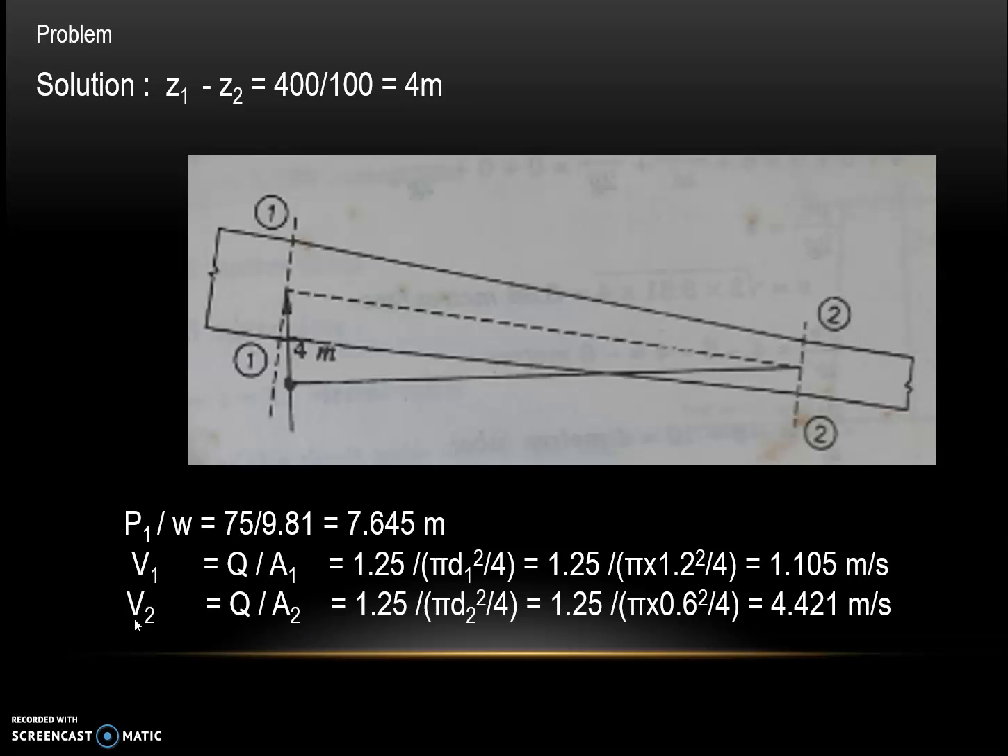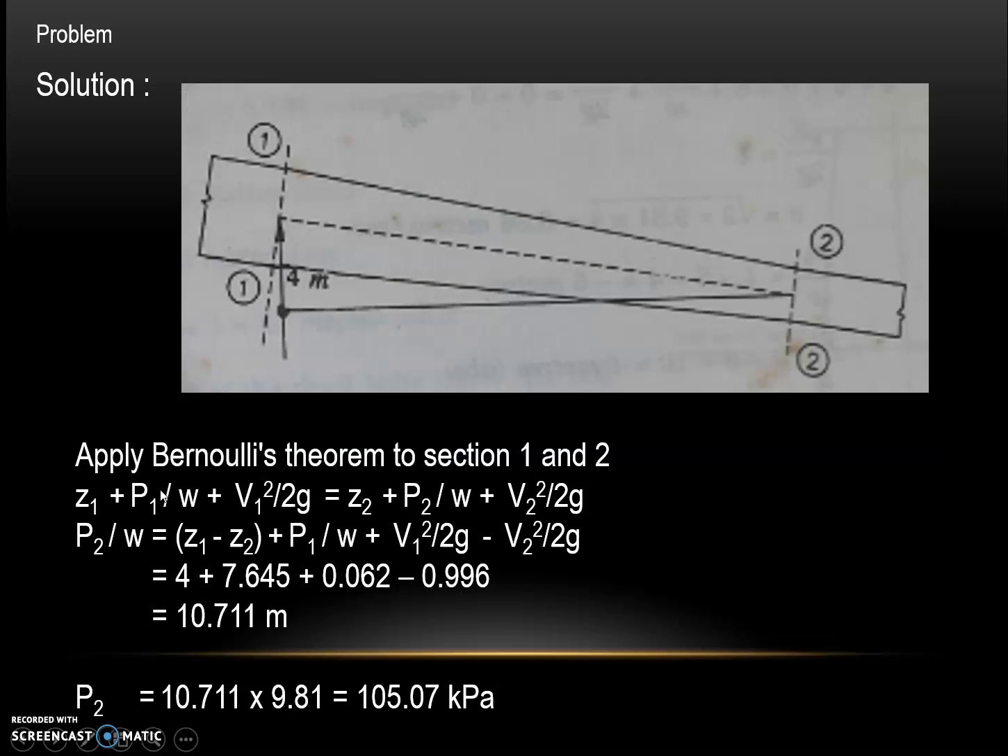Similarly, we can find out V2, considering discharge is the same at section 2. So V2 is equal to Q divided by A2. Q is 1.25. A2 is pi by 4 D2 square. D2 is 0.6. So we get V2 as 4.421 meter per second. Now we will substitute all the values which we have found out to get the value of P2.